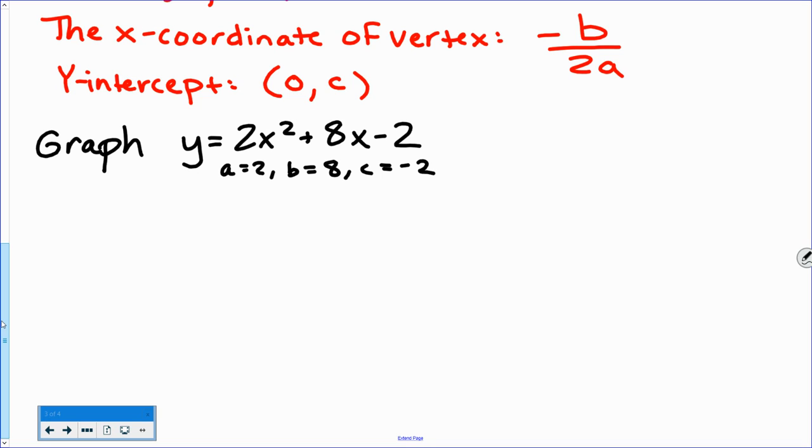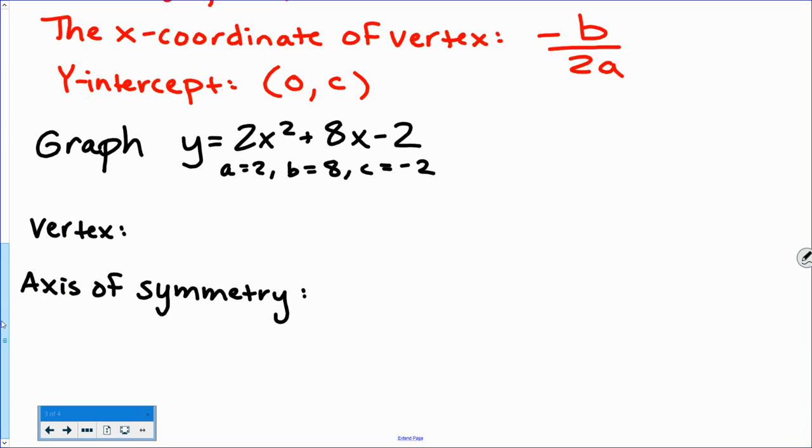All right, some things that you'll have to find for each problem, just like yesterday. We'll want to find the vertex. We'll want to find the axis of symmetry. If there's a minimum or maximum value, it's one or the other, right?